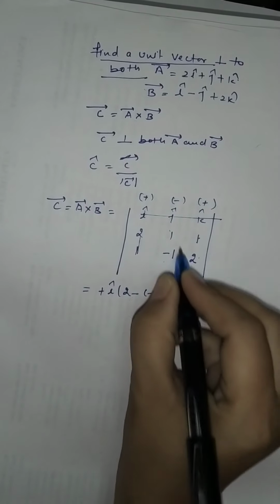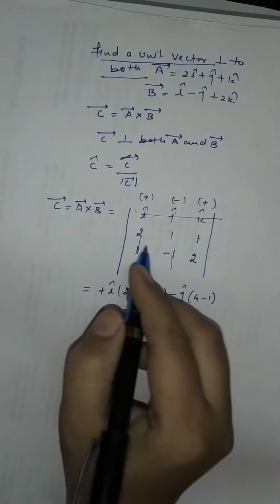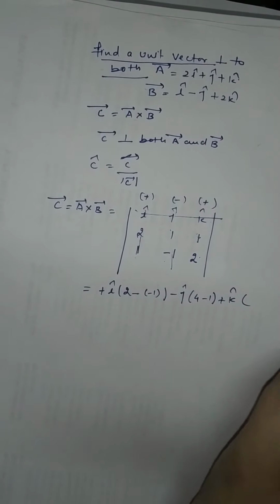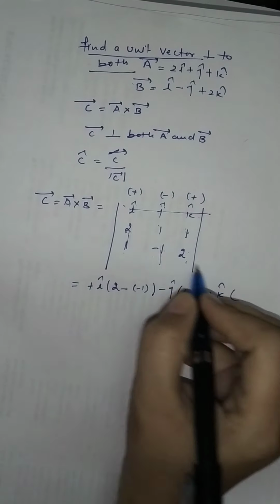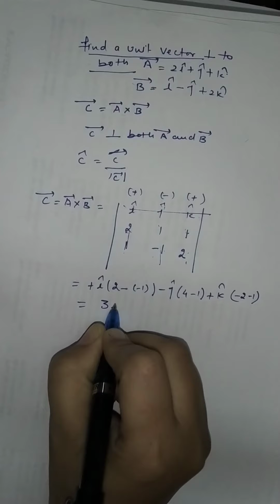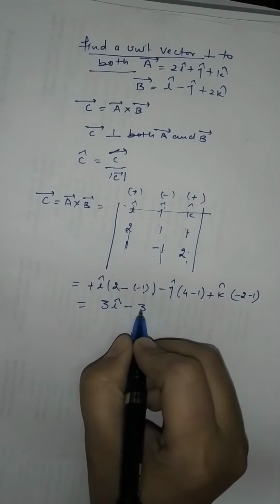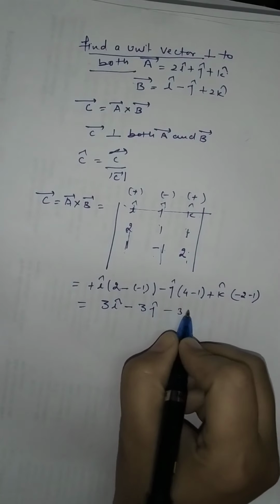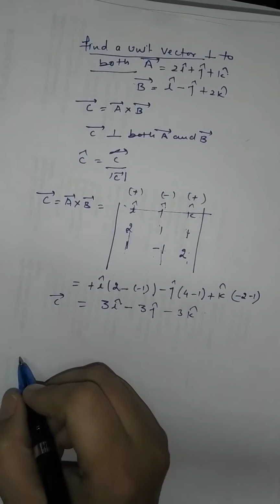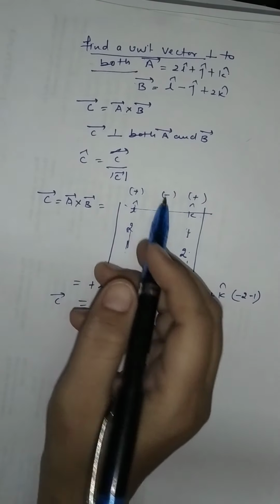Minus j cap, cut this row and column, this is 4 minus 1, 2 into 2 is 4 minus 1, plus k cap. k cap is 2 into minus 1 minus 2 minus 1, so it becomes 3i cap, 2 plus 1 is 3i cap minus 3j cap, and this is minus 3k cap. This is a vector C which is perpendicular to both A and B. This means A cross B is a vector which is perpendicular to both A and B.